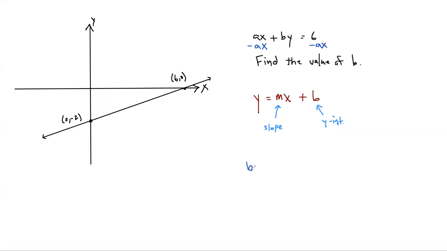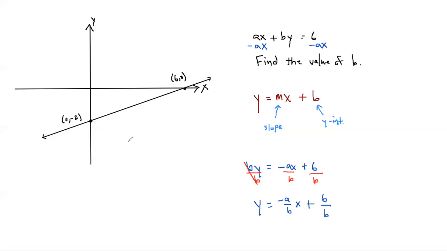This gives us b times y equals -ax plus 6. From here, we can divide everything by b to fully isolate y. What we end up with is y equals -a over b x plus 6 over b.